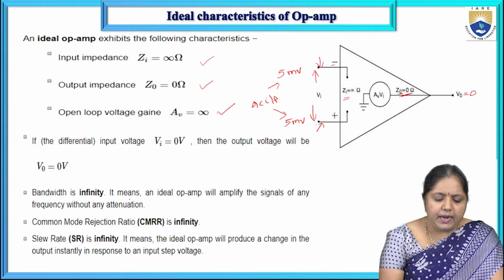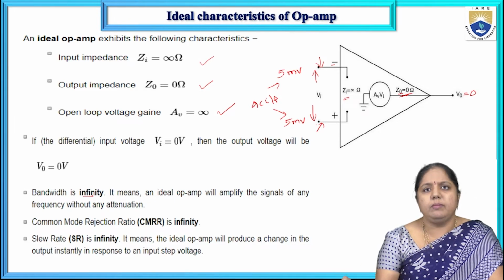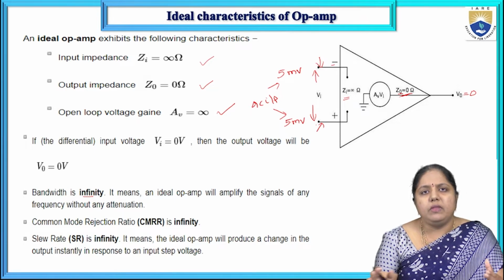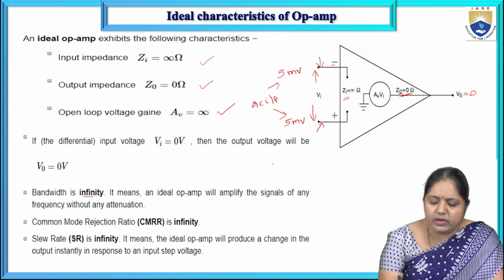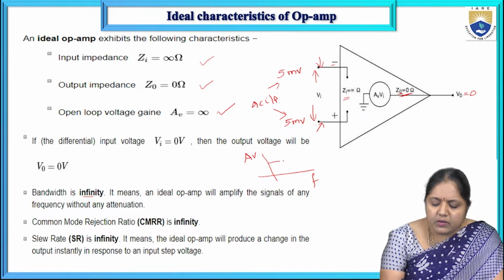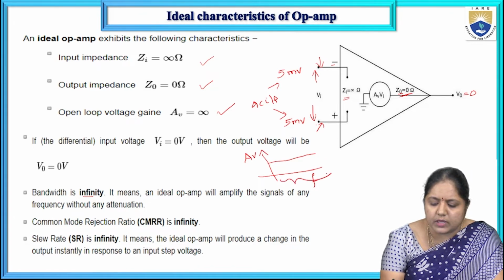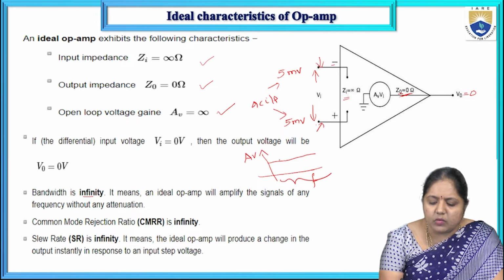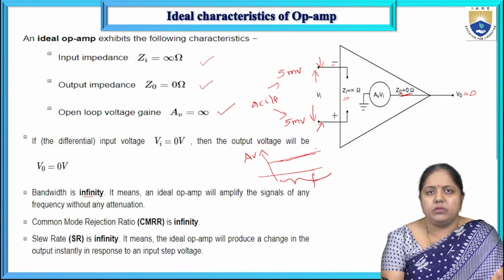Next, the bandwidth is infinity. What is meant by bandwidth is infinity? It means if I draw the frequency versus gain graph, then for all the set of frequency ranges, the voltage gain should be constant.